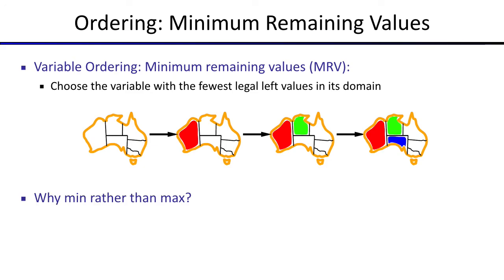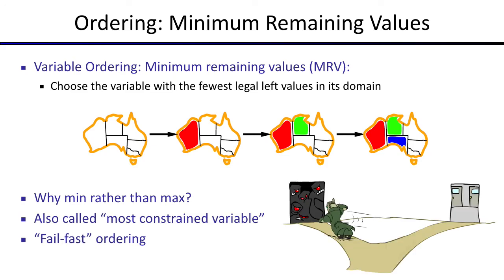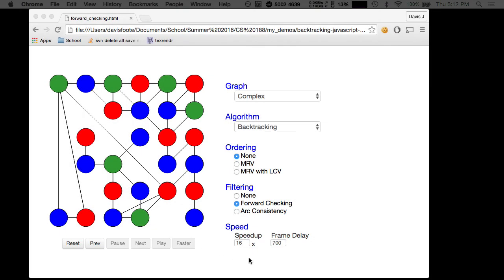And why min rather than max? Again, it's kind of a fast fail idea, where what remains in the other variables' domains is a result of what we've already done. We have no control over that. So if we're going to end up with an empty domain, we want to find that out sooner rather than later and jump into the ones that are most constrained already. Let's see that in action.